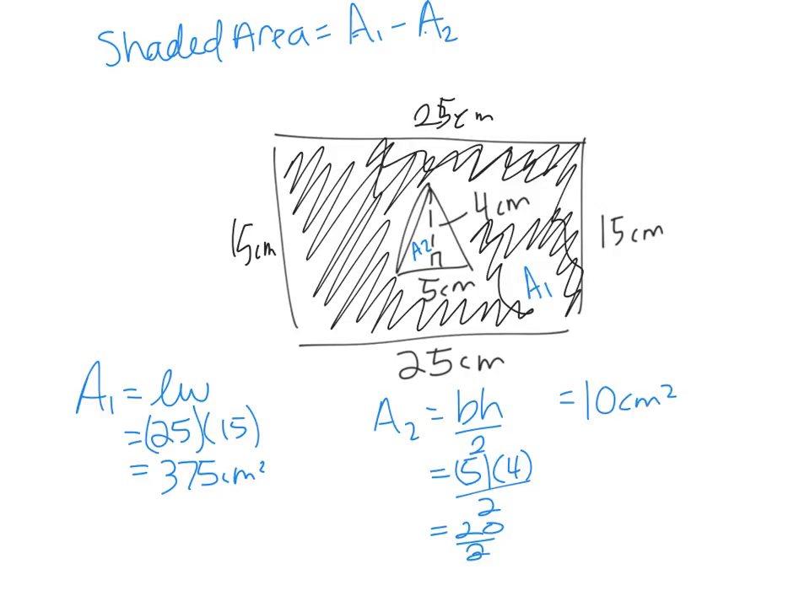Then I would just take the areas from those two, plug it into my shaded area equation, and I would get 375 minus 10 equals 365 centimeters squared. And that would be my final answer.